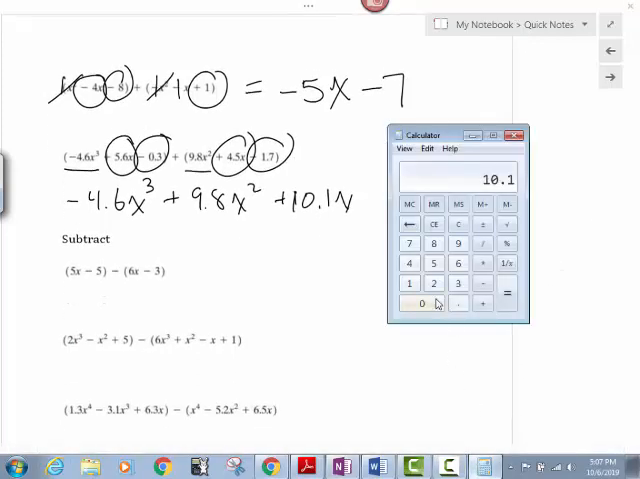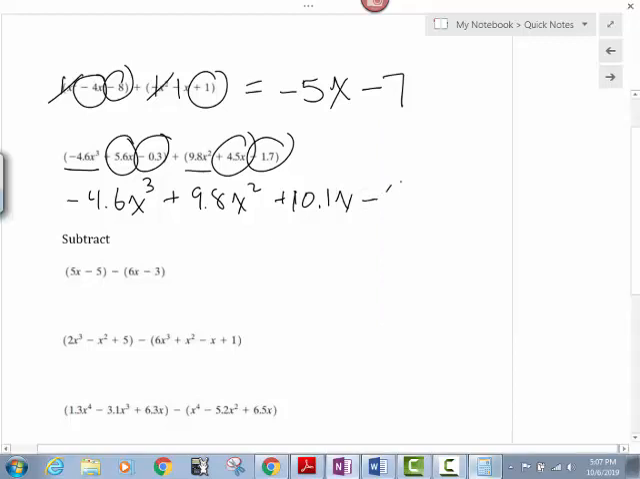So let's see, clear that out. Negative 0.3 minus 1.7 equals negative 2. So negative 2. Okay? And there's my answer.